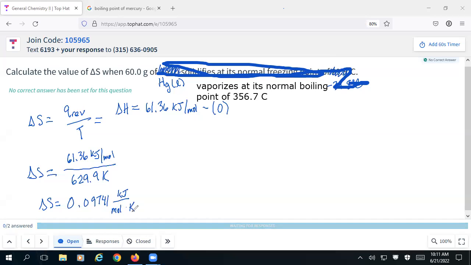Now, as you might expect, kilojoules tend not to be the unit for entropy values. And if you look closely, they say joules per mole Kelvin. And the reason is kind of obvious here. Entropy values tend to be on the smaller side. So if I multiply this out, 1 kilojoule is 1,000 joules, I get 97.41 joules per mole Kelvin.